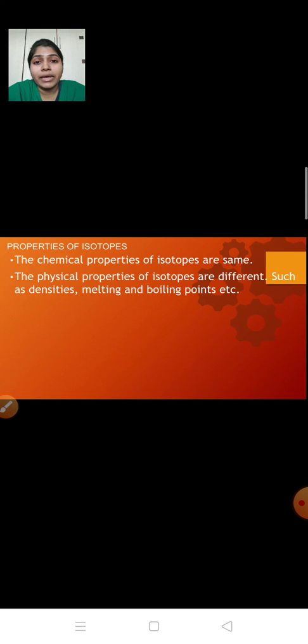We know that in isotopes the number of neutrons changes. So if the number of neutrons changes, what will happen? Even the mass of the isotopes will change. It will be different, right? Like I said, the physical property depends on the mass of the atom. So if the mass of the isotope is different, even the physical properties of the isotopes will be different. It will not be the same.